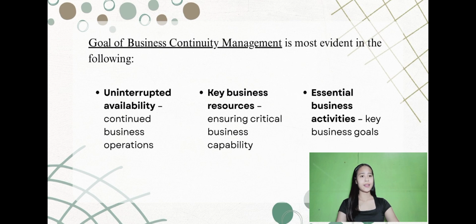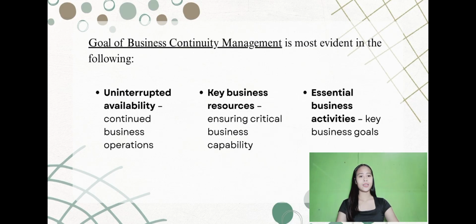Second is key business resources, ensuring critical business capability. A business cannot function without its critical resources. Business continuity management ensures these resources are secured, backed up, and available. So, the company can maintain its capability to serve customers and perform essential operations.